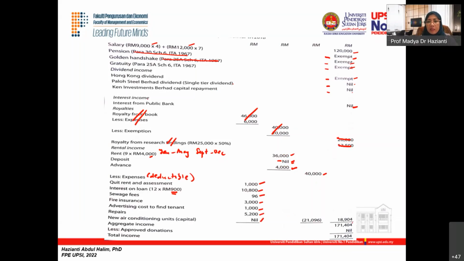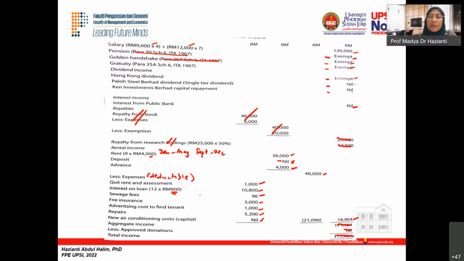So total sini, aggregate income sini. So ni pun bukanlah nombor dia. So you just tambah 120 dengan 18,904. Boleh? Doktor nak tanya yang advertising tu macam mana?